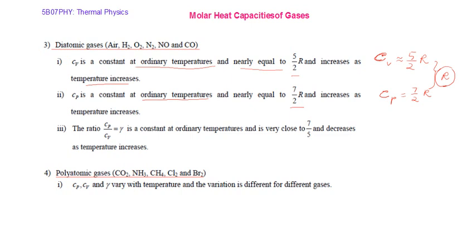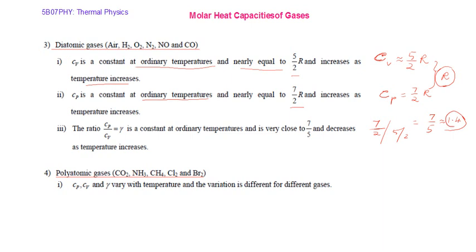Now, can't you say what the ratio gamma will be? Gamma will be equal to Cp by Cv. So what will that be? It will be equal to 7/2 divided by 5/2, which is nothing but 7/5. You can say it's roughly around 1.4.